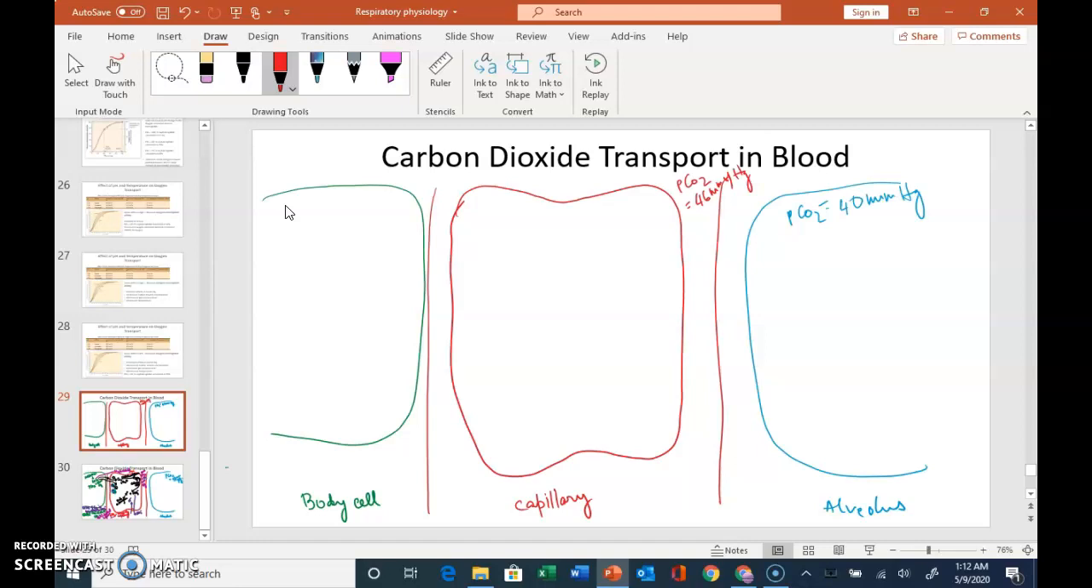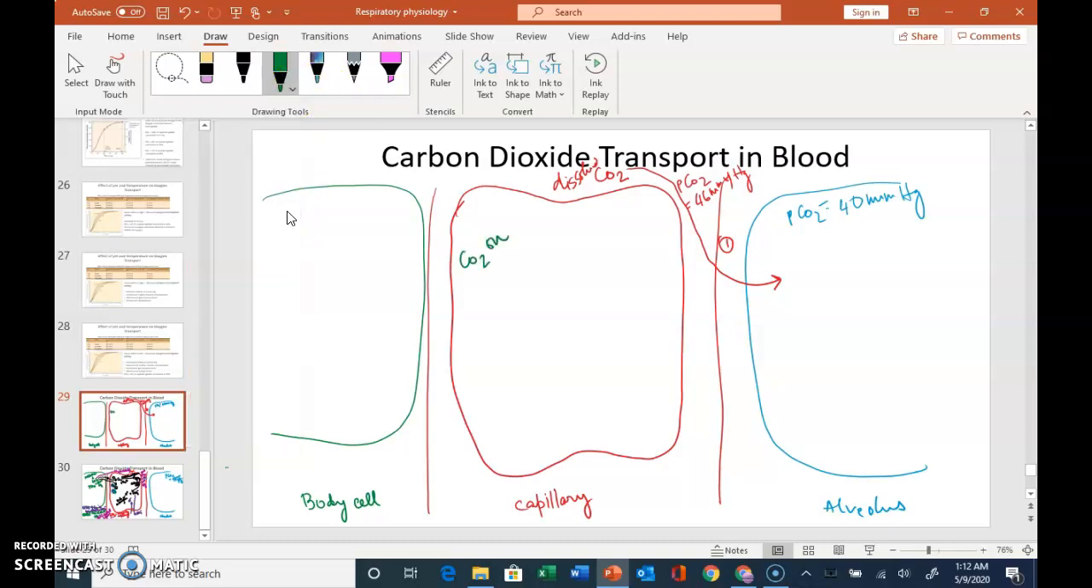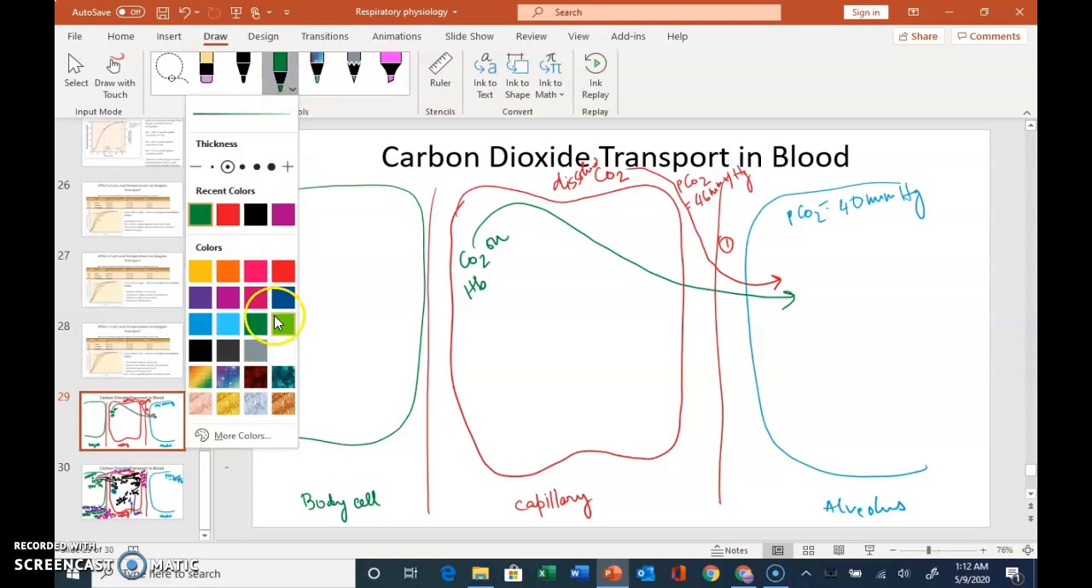Okay, so first what will happen is the carbon dioxide that was dissolved here, remember the dissolved carbon dioxide, will just diffuse into the alveoli. That's the first one. Secondly, do you remember the carbon dioxide on hemoglobin? Those carbon dioxide will fall off the hemoglobin and come into the alveolus. Okay. And thirdly, everything will be reversed.